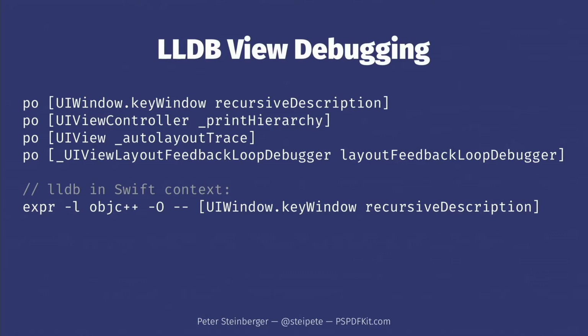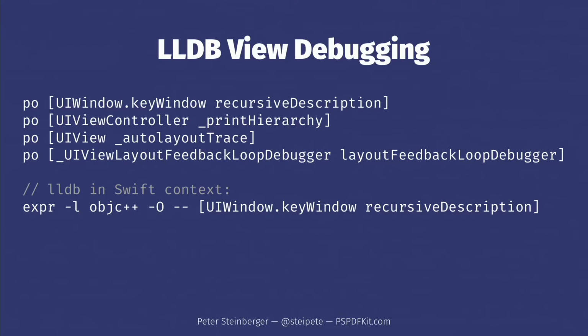And many times you just want to verify if an object you're currently looking at indeed is in the hierarchy, has specific subviews, and so on. And so using the console is by far the fastest. There is recursiveDescription on UIView. There is printHierarchy on UIViewController. And of course, there is autolayout trace.